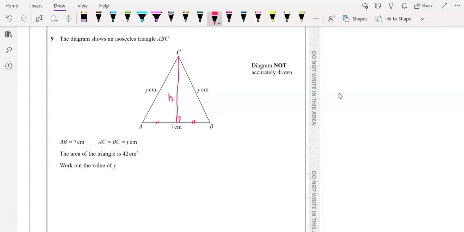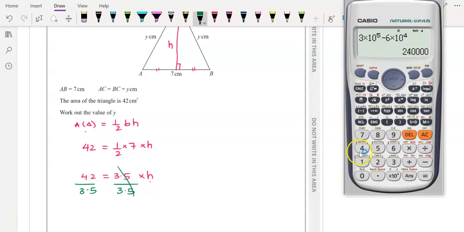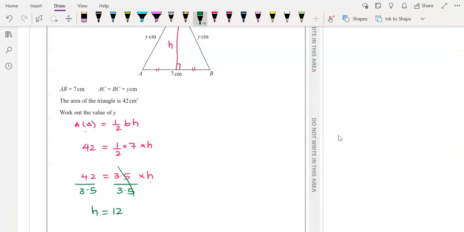Okay. Now the formula for area of a triangle is half base times height. Area is 42 equal to half. Base of the triangle is 7. Height we don't know, let it be h. Now half of 7 is 3.5 times height. I want to find the value of height, so divide both sides by 3.5. So 42 divided by 3.5 gives me 12. So the height of the triangle is 12 centimeters.